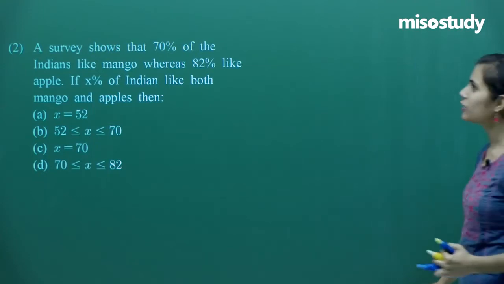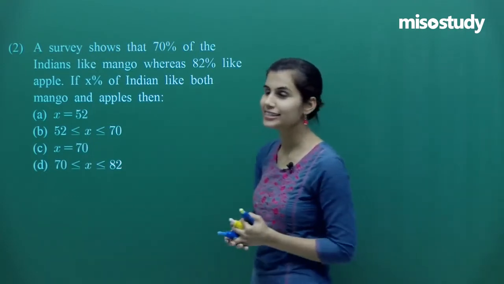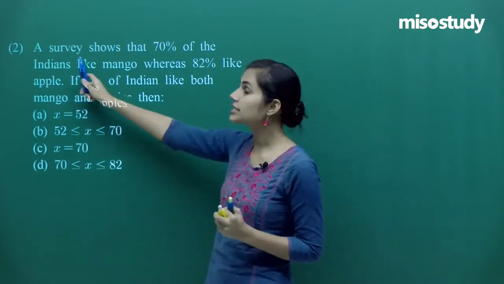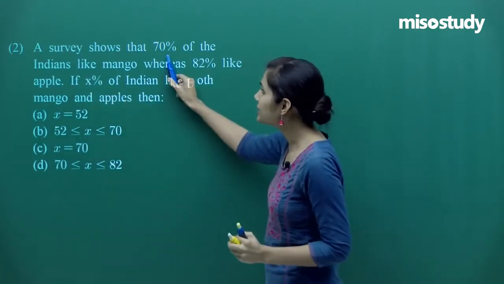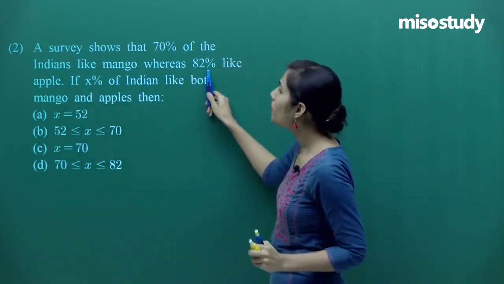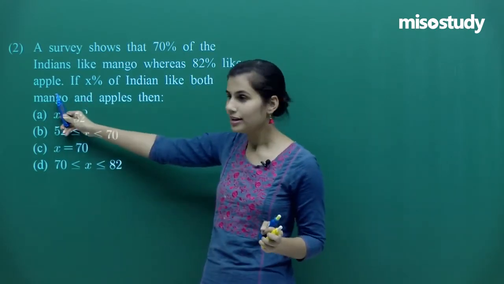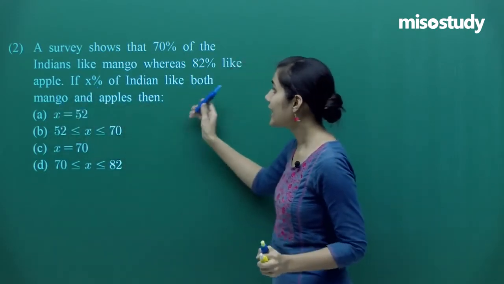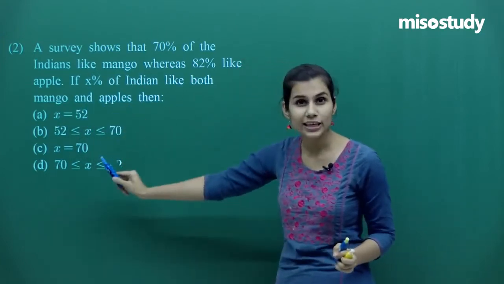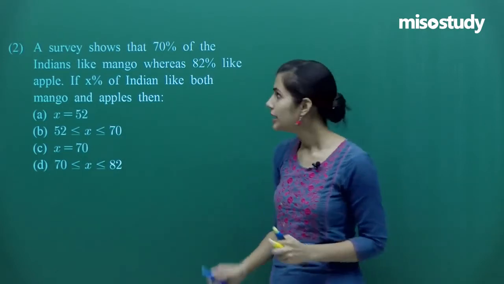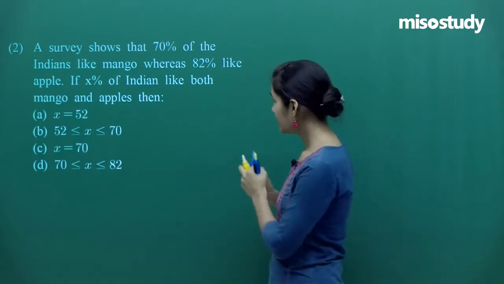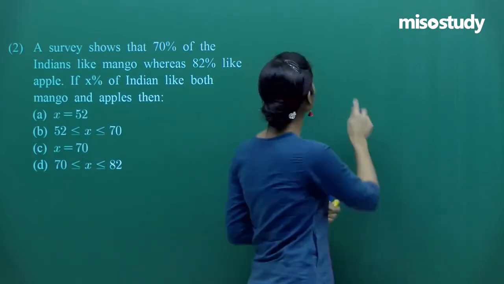Once we have the second question, I'm sure you guys must have read it. Let's see what it concerns. The question is saying that you have a survey which is showing that 70% of the Indians like mango and 82% of the Indians like apple. If X% of the Indians like both mango and apple, then find out which equality or inequality fits for X. Therefore, we just have to find the value of X%. Let us try and deal with this question.